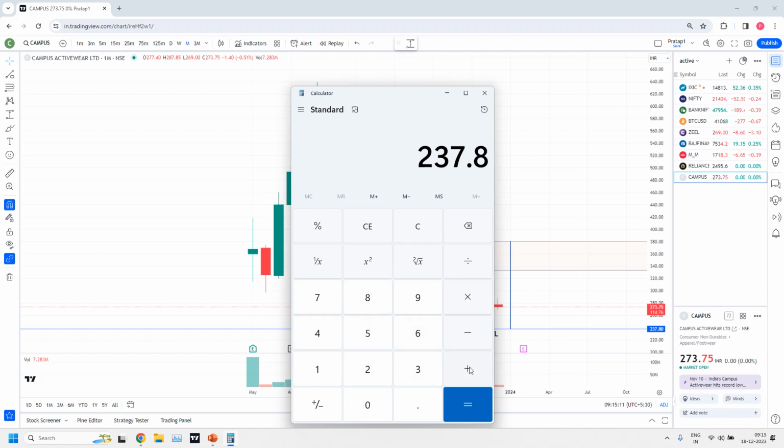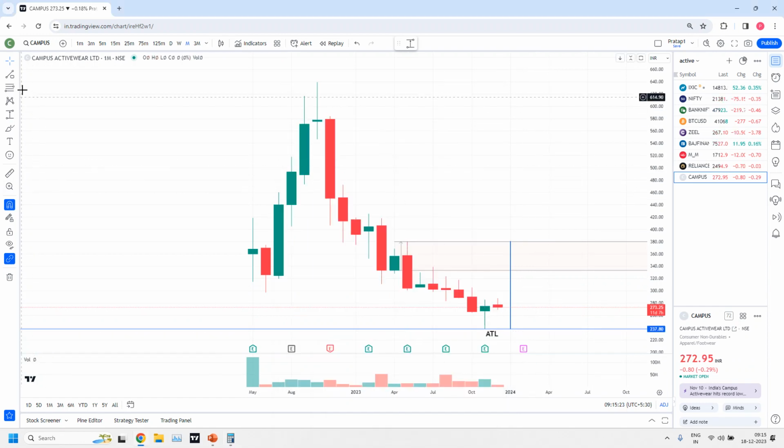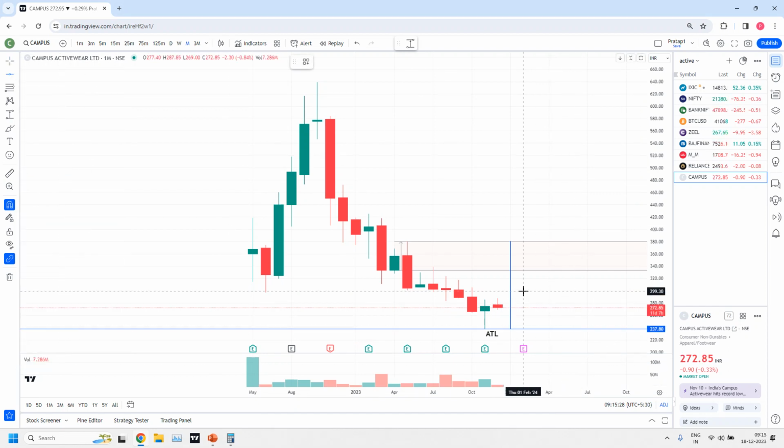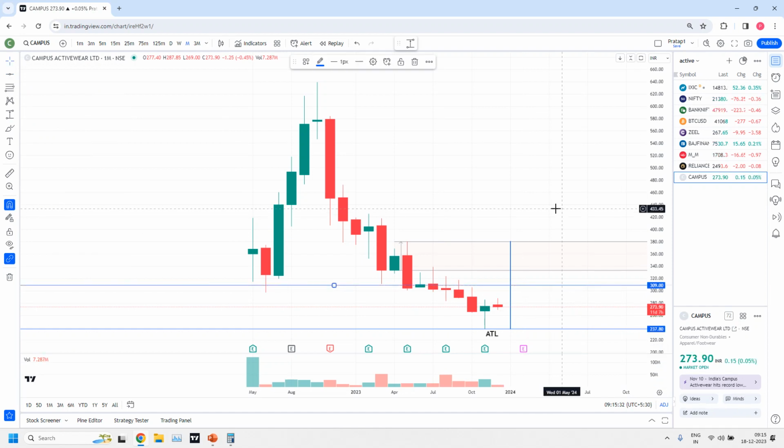237.8 plus 71. 71 is the half of this range. So at 308 or 309, you need to draw a horizontal line. Let us draw the horizontal line. So 309. So the first part is equilibrium, that is near to the all-time low.